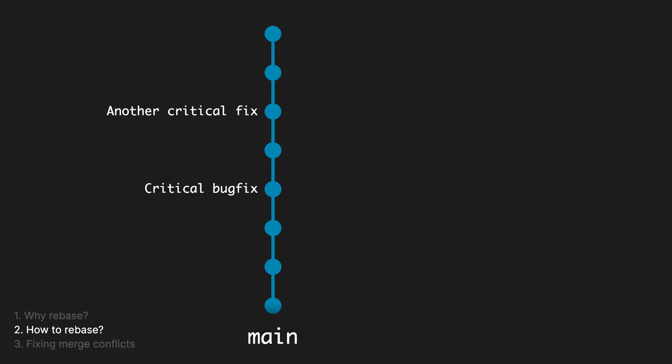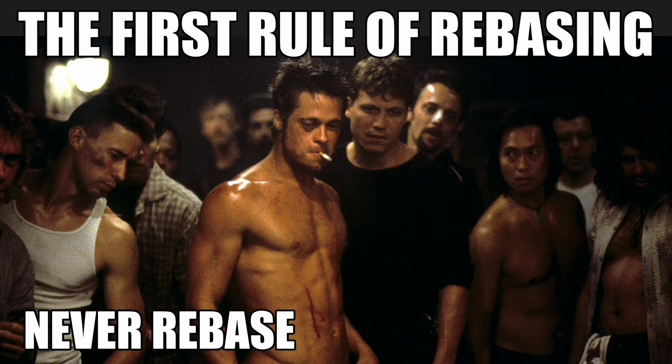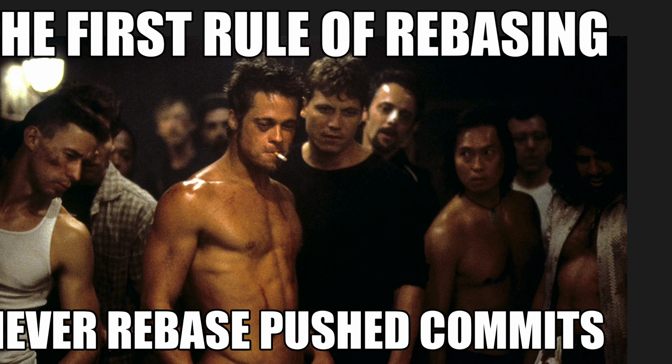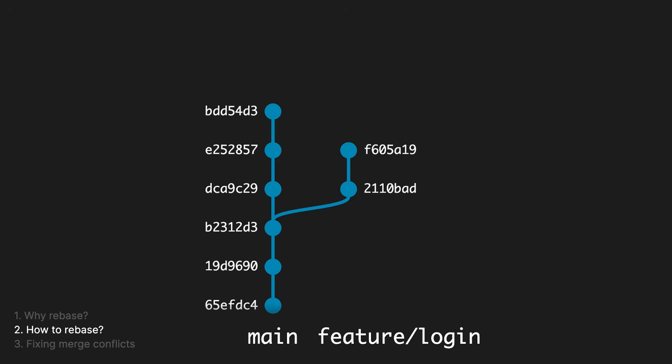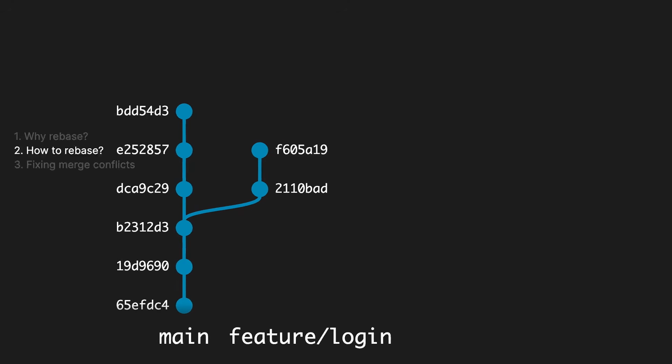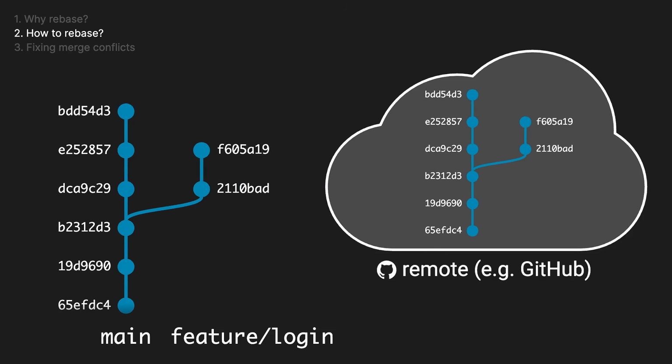There are also some major downsides to rebasing. First of all, the one golden rule of rebasing you should always follow is, unless you really know what you're doing, never rebase any commits you've already pushed. Why is it so bad to rebase pushed commits? Let's take a look. As you probably know, every git commit is identified by a unique hash. When you push to a remote, for example to GitHub, those commit hashes remain the same.